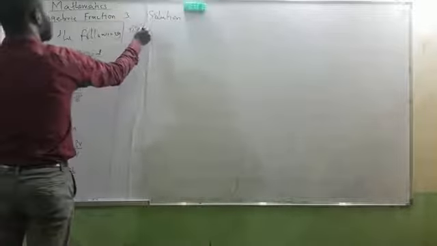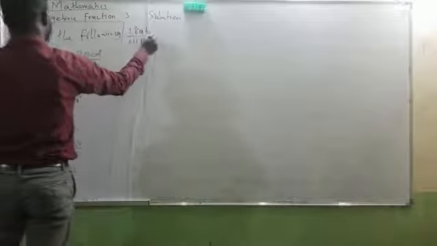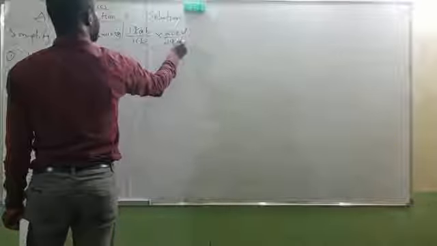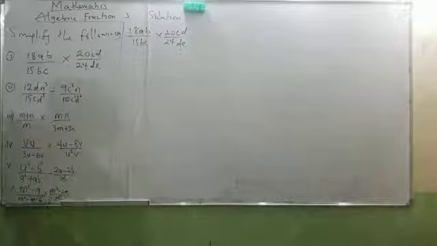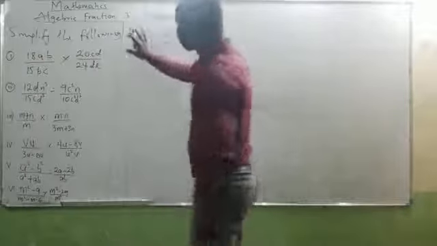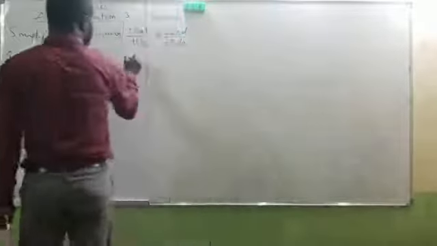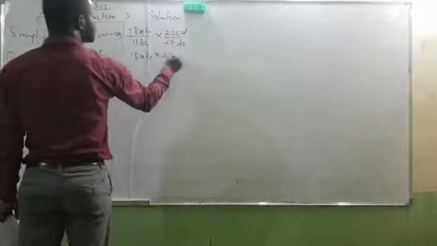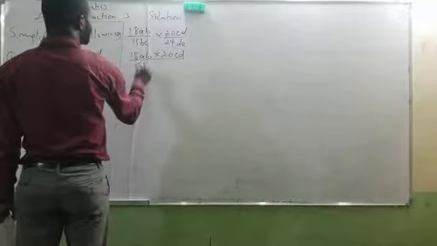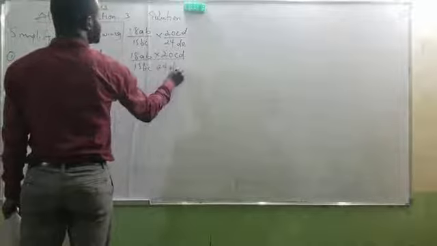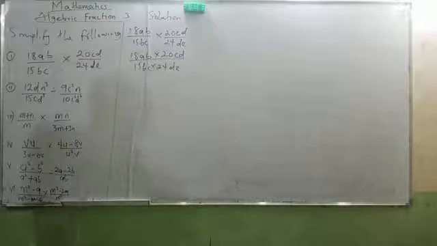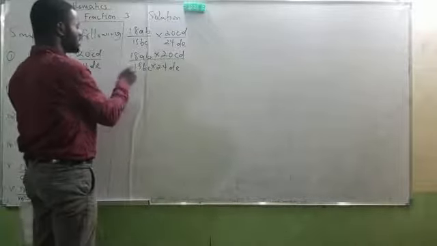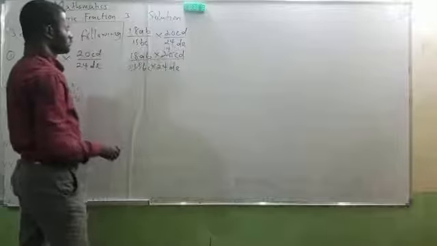I have 18AB divided by 15BC multiplied by 20CD divided by 24AE. Now, note this: if I have multiplication, you can mix up. I can say 18AB multiplied by 20CD, everything divided by 15BC times 24DE. That is allowed. Now, can I divide? Yes. 5 here is 3, 5 here is 4. That is the first thing I will do.